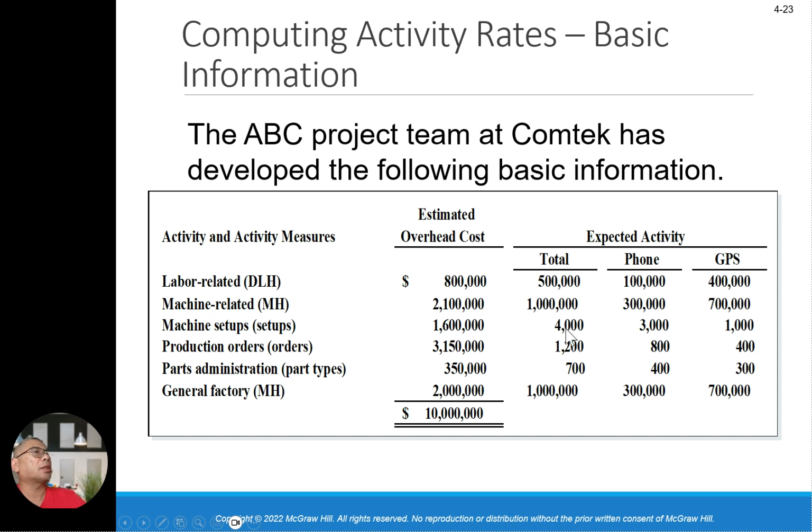Same thing here, setup each setup here. Okay, it gives you a breakdown in each category. 800,000 you get half a million. 2.1 you get 1 million. 1.6 you get 4,400. So each is categorized based on phone and GPS. Okay.